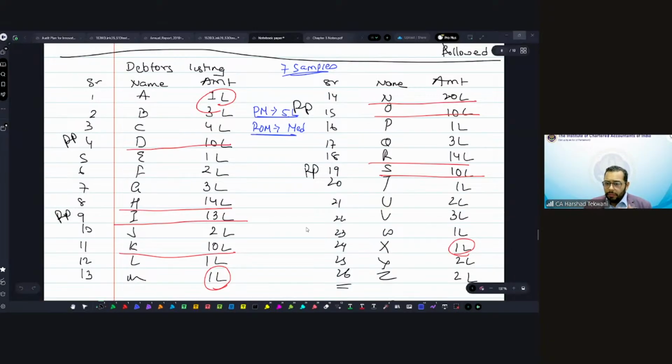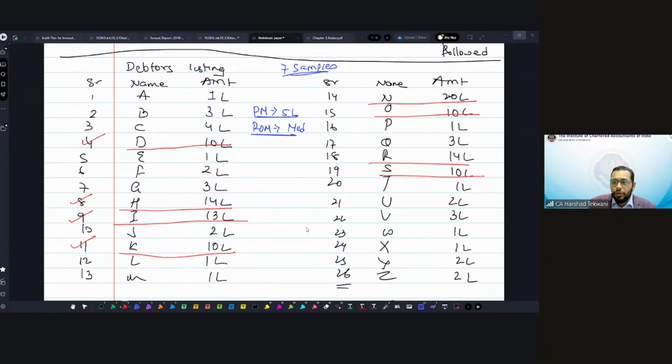Okay. Now, taking this particular example only, I'll remove the reference to the related party as of now. Assume none of them is a related party. Now, let's assume, hypothetically, somehow we went and selected these samples. So these are the samples: 11, 9, 8, 4, 14, 15, 18, 19. These are the samples which are selected.